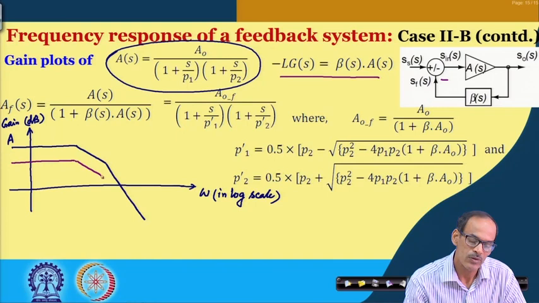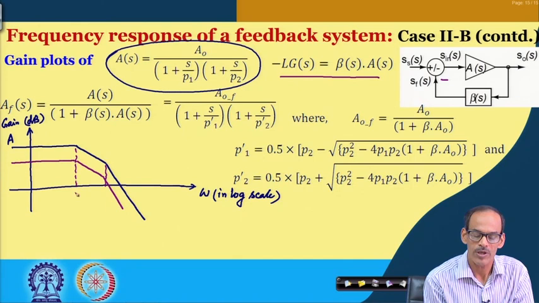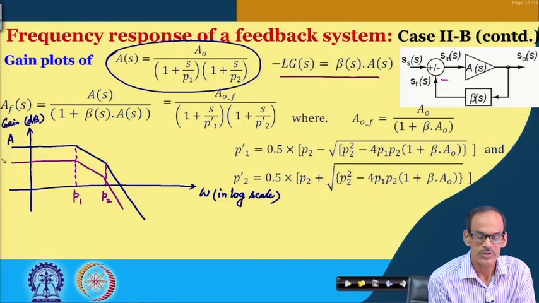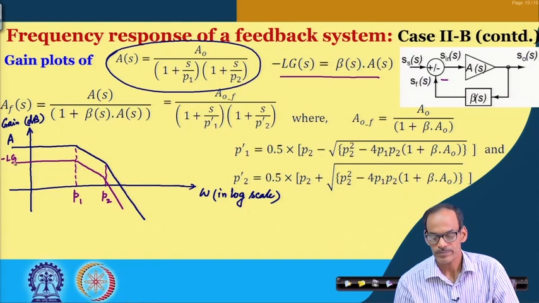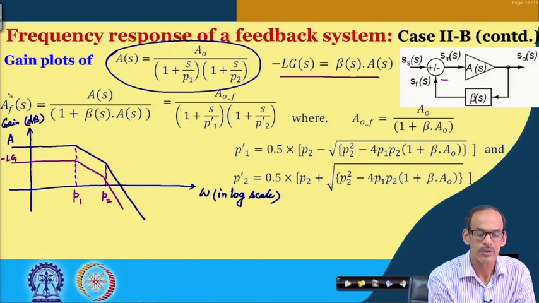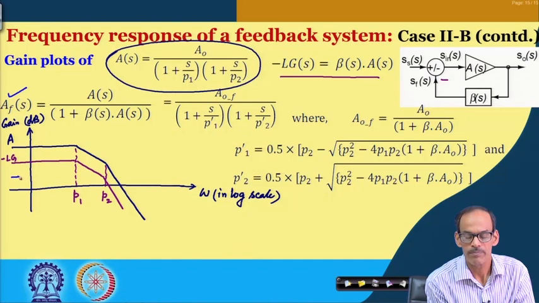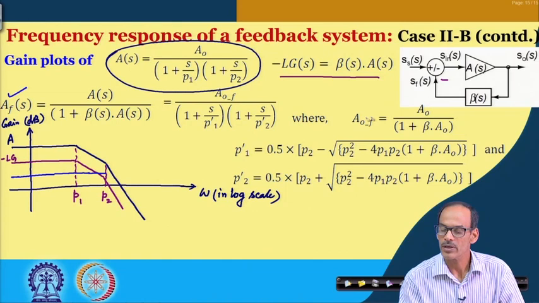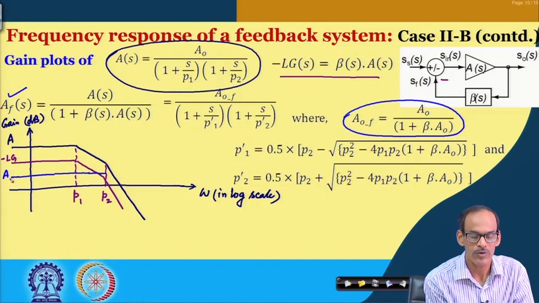We do have the loop gain, having the same poles, namely P1 and P2, same as A. So, this is the gain plot of the loop gain, and then we do have the AF. So, AF is above 0 dB. What we are expecting here is that it remains at the value here, or rather if I convert this into dB, that will be the level here for AF in the low frequency region.